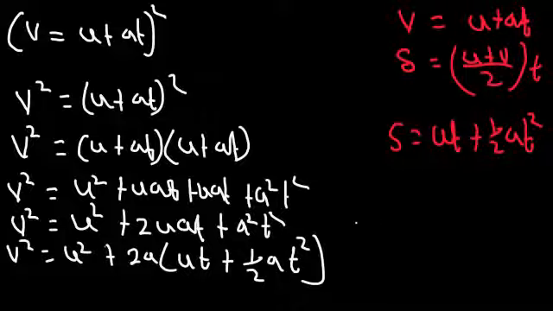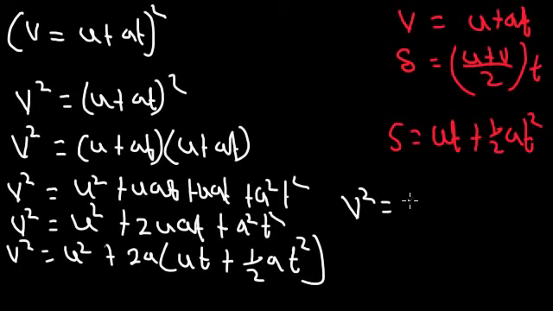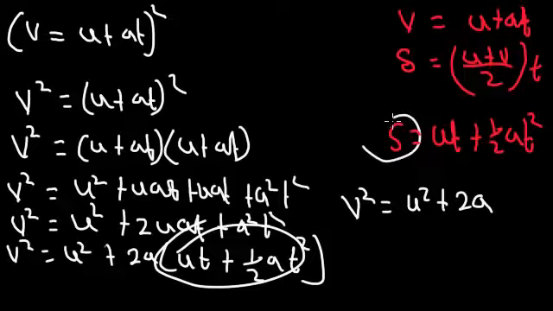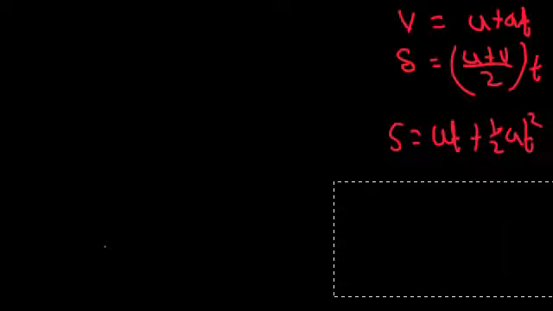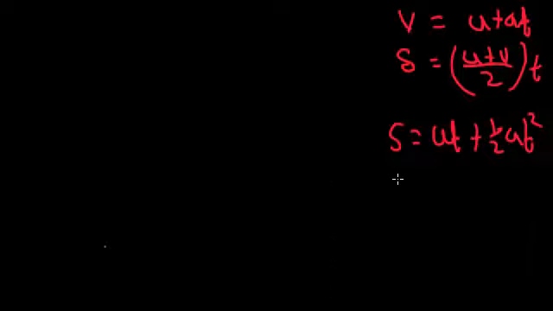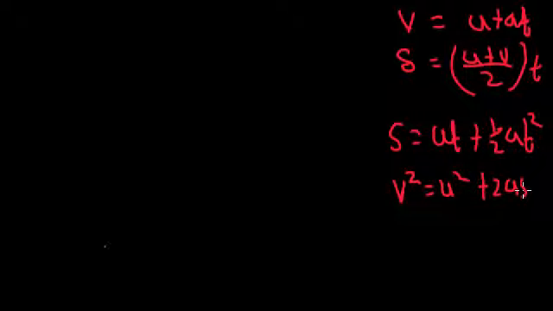Eventually, upon substitution, we have v squared equals u squared plus 2a. So instead of this, let's replace it with s entirely. So we have 2as. And this is the fourth formula for the equation of linear acceleration. So therefore, we have v squared equals u squared plus 2as. So these are the four formulas that help us deal with problems involving linear acceleration. And now you know how they have been formed.